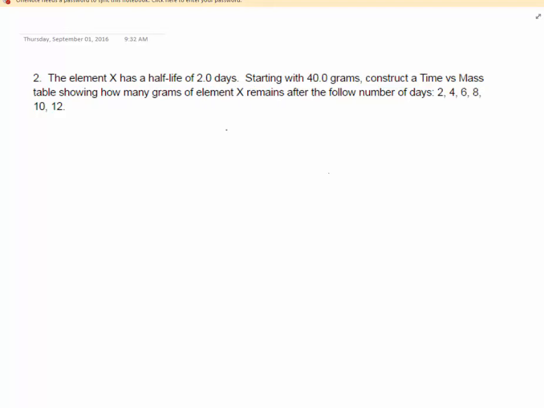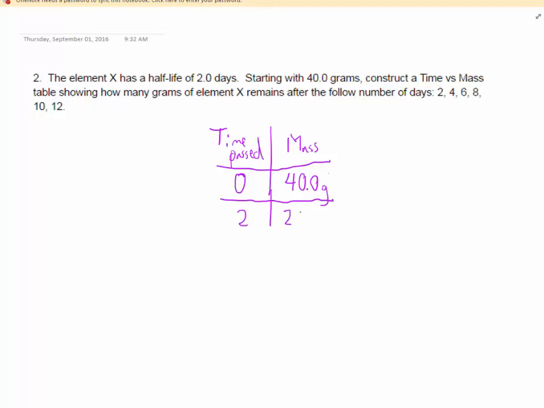So here we go. So we're going to have time, and I always like to write time passed because it's the time that has gone by, or time that has passed, that you're looking at here. And then we're doing that up against mass. So this is our mass. And remember, you always start when no time has gone by. No time has passed. So when no time has gone past is when you have your starting amount of mass, 40 grams. Okay, so then one half-life goes by, 2 days, and our mass would get cut in half.